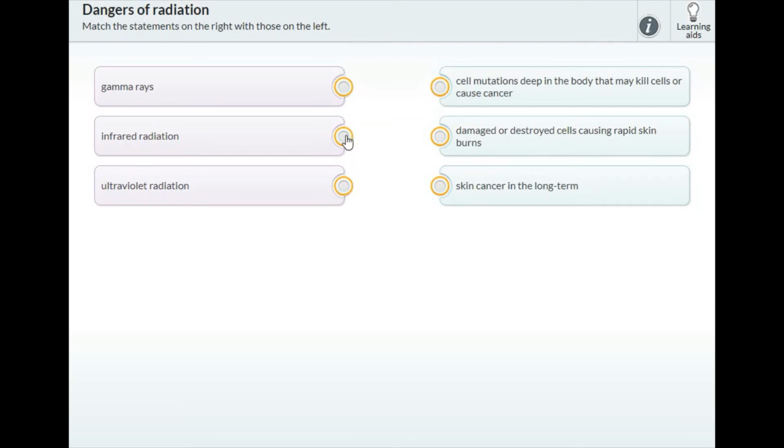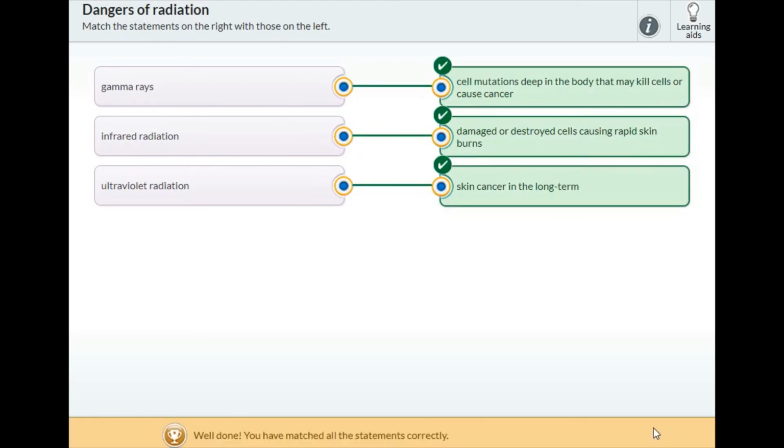Okay, so infrared is just a burn. If you receive heat, thermal radiation, you can burn yourself. Ultraviolet, long exposure, could potentially lead to skin cancer if you get suntanned a lot. And then finally, cell mutation and causing cancer, and can kill cancer, gamma rays. Great.